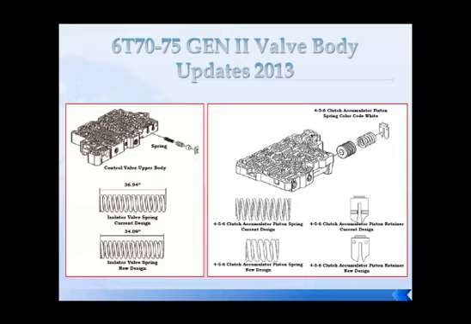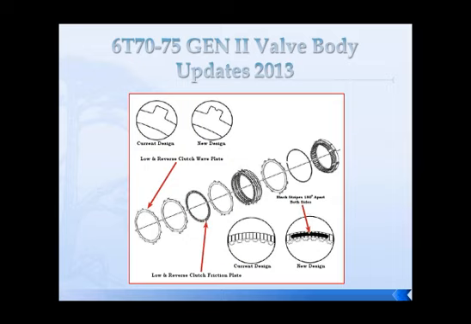Every clutch in this transmission has made a change. So the first one we're showing is the low reverse clutch. As you can see, the steel discs changed. We're giving you IDs for those discs. The friction discs changed, and we're giving you the IDs for those discs.